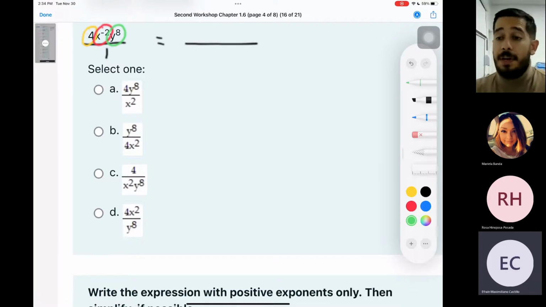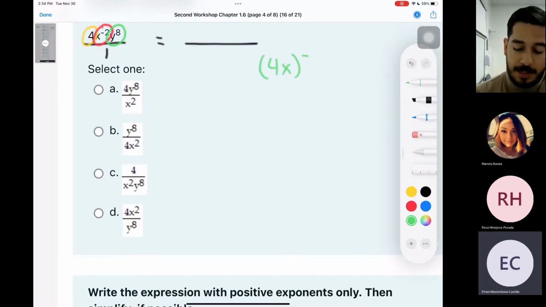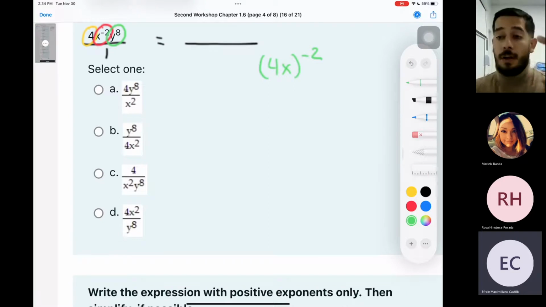Can you see why I separated the 4 from the x? Because I don't have a parenthesis. So I know that -2 only applies to the x. It does not apply to the 4. It applies to the x because it is in front of the x only. If I wanted that to apply to the 4 as well, it would look something like this. Then the whole thing has an exponent of -2. The whole thing can move up and down, depending on where you're sending it.